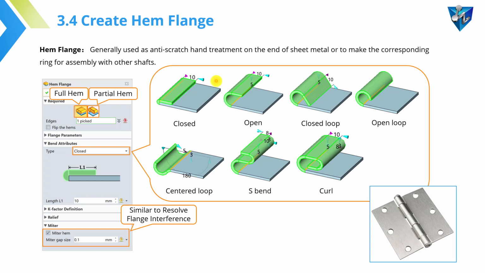Next is the HEM flange. Normally it's used for making the mechanical joint on the end of the sheet metal to increase the anti-scratch hand treatment. One of the typical cases is the door hinge here, and it can connect the door and the frame. And ZW3D provides multiple bend types like closed, open, closed loop, open loop, centered loop, S-bend, and curl. And they will greatly improve your working efficiency.